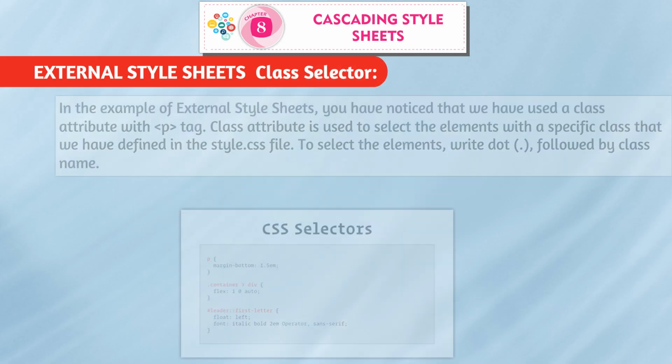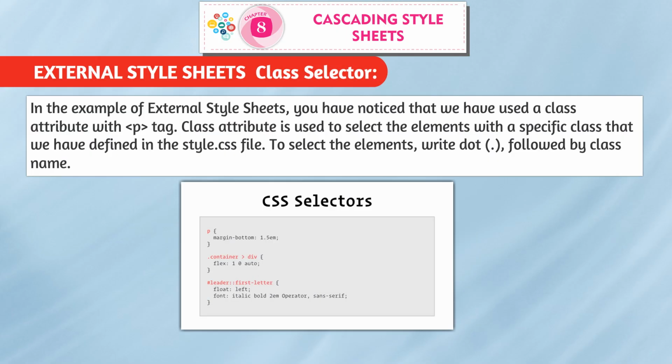Class selector. In the example of external style sheets, you have noticed that we have used a class attribute with the p tag. The class attribute is used to select the elements with a specific class that we have defined in the style.css file. To select the elements, write a dot followed by the class name.